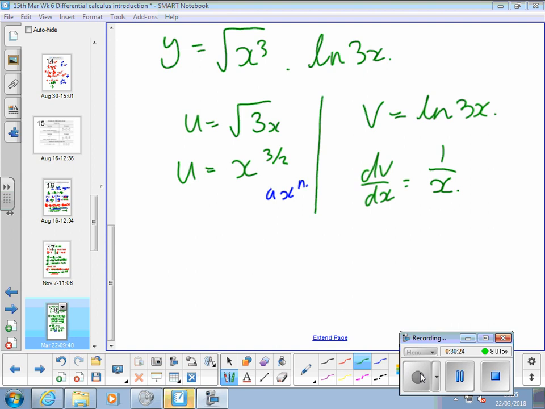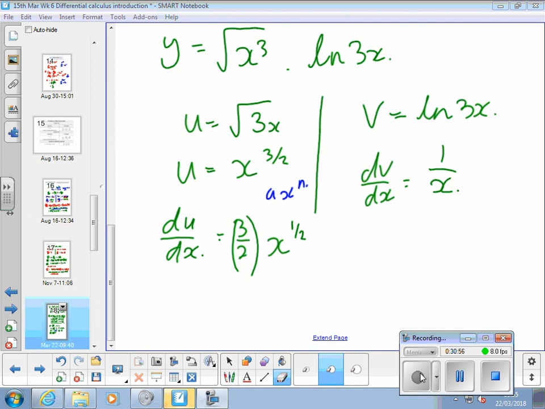Differentiate this. du by dx, this is where people are coming up. Remember what the process is: multiply by the old index, 3 over 2, times x, and we've got to take 1 off the index. So that's 3 over 2 minus 2 over 2, which leaves 1 over 2. Which can be written as 3 over 2 times the square root of x.